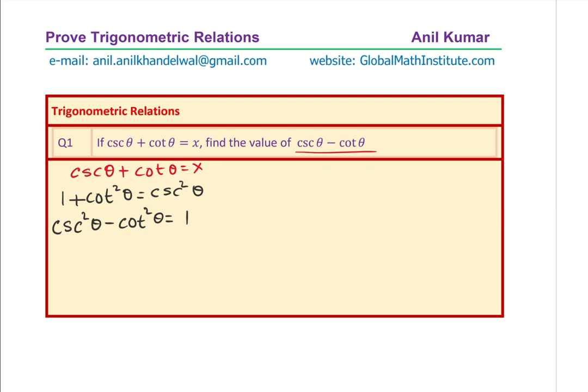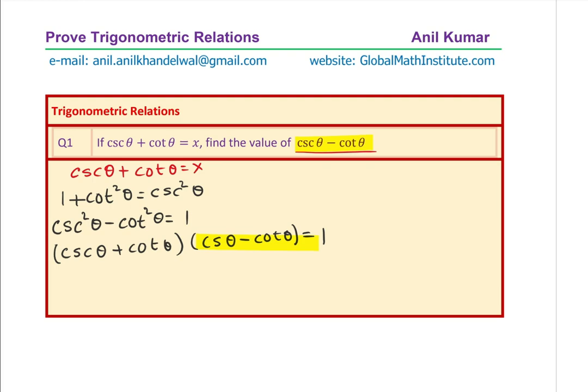The left hand side can now be factored. So we have cosecant theta plus cot theta times cosecant theta minus cotangent theta equals to 1. We need to find what is the value of difference, okay? So we need to find this value.